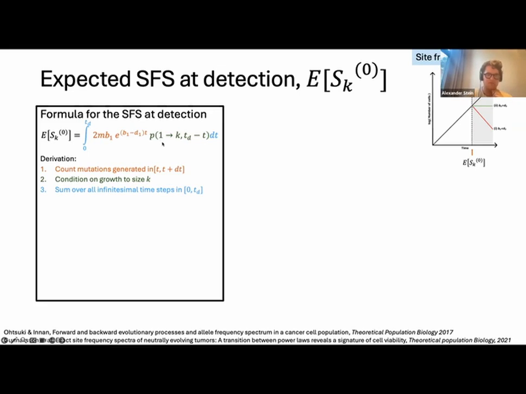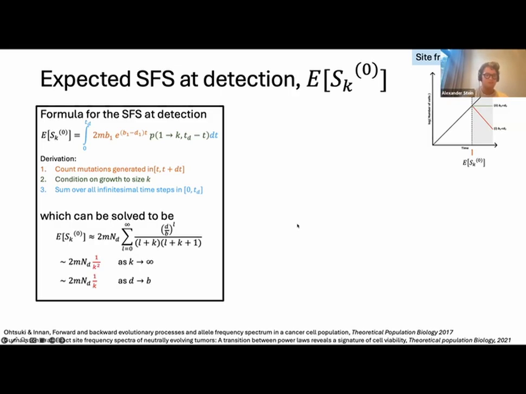Then we need the probability mass function of the birth-death process, which can be easy, but can also get quite complicated in the most general case. We want the probability of a single cell to grow to size k in the remaining time. So if the mutation is born at time t, it has still time td minus t to survive and grow to size k. And eventually we just build the integral to sum over all infinitesimal time steps in our time interval of interest. So we can plug in our probability distribution and solve it, and we can transform the integral into this infinite sum here.